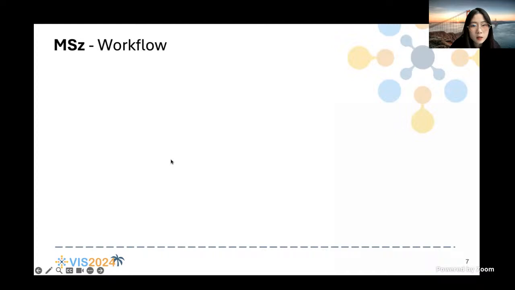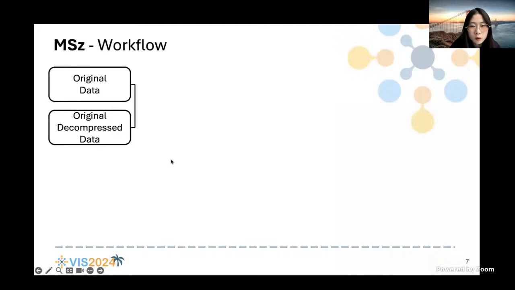Here is a simple illustration of our workflow. Our method is mainly during the compression process. That is, before things are written down to disk, we have access to both the original input data set and also the original decompressed data.